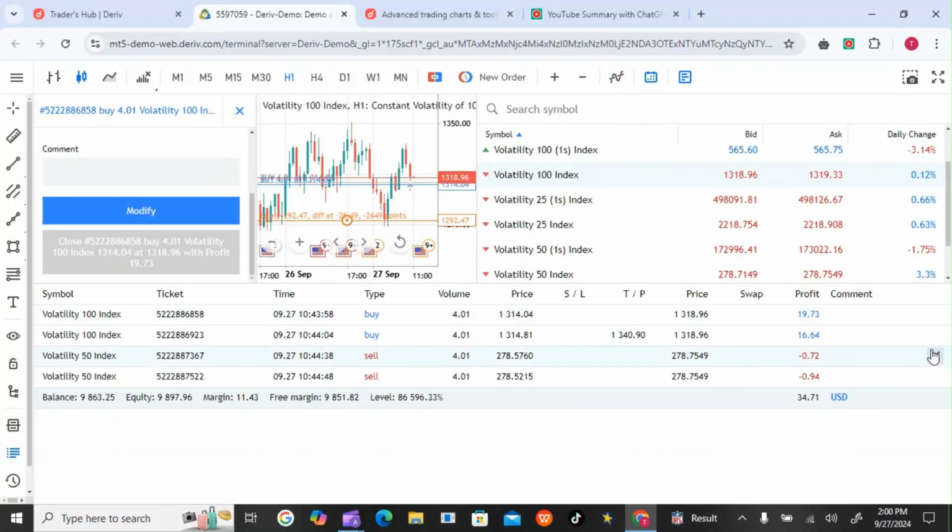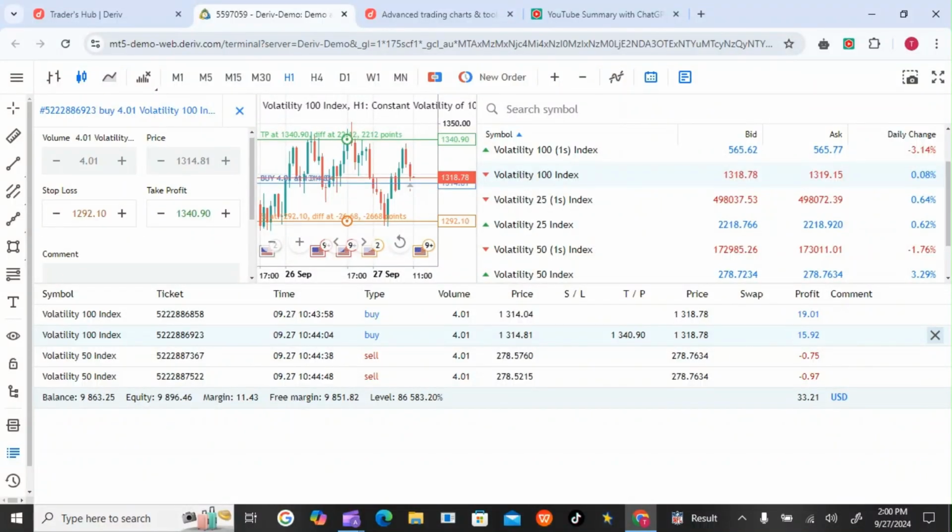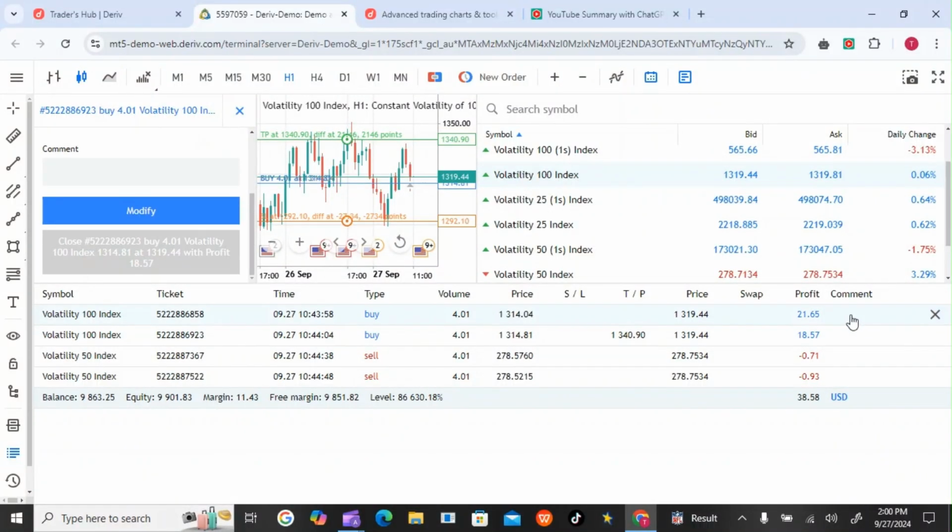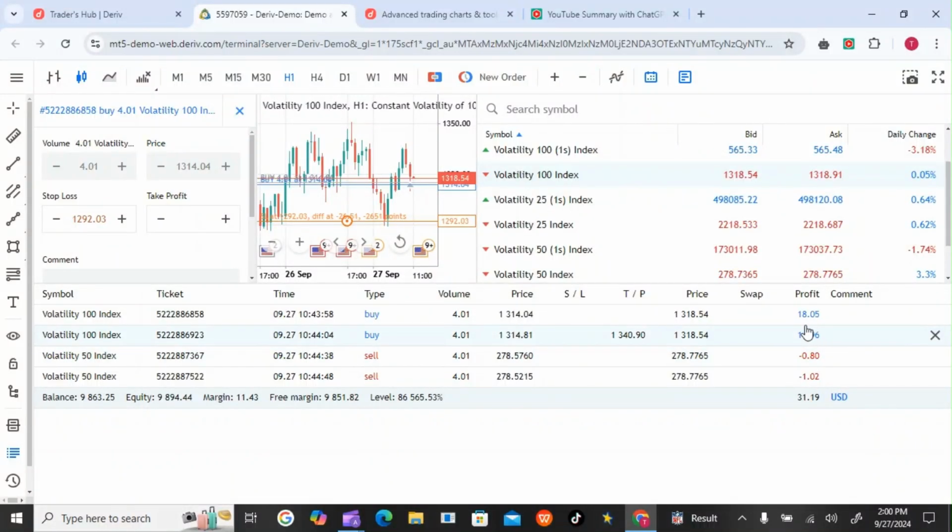I don't know why this trade is not letting me cross it. So, let's see. But no issues, since we had a good strategy. We are at 31 USD moving forward, but this was just using a demo account.